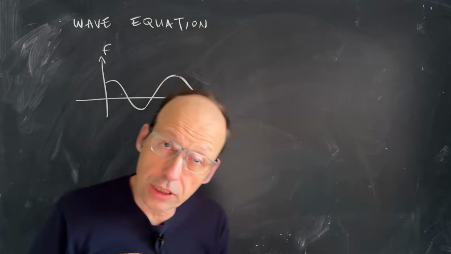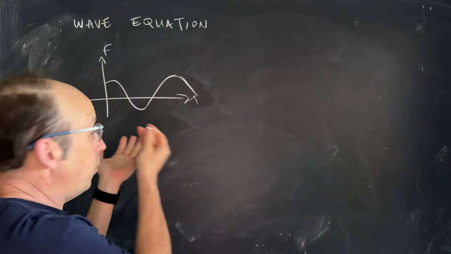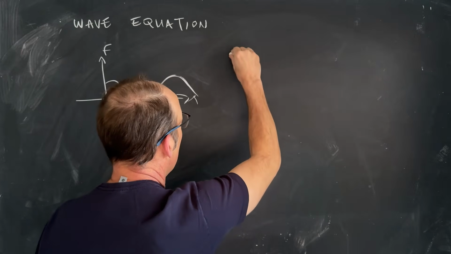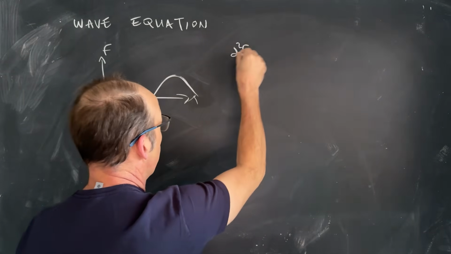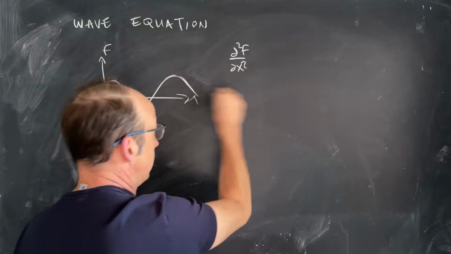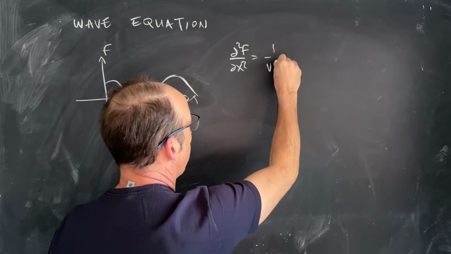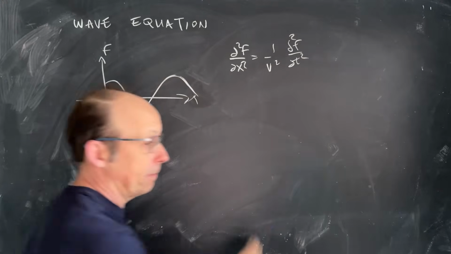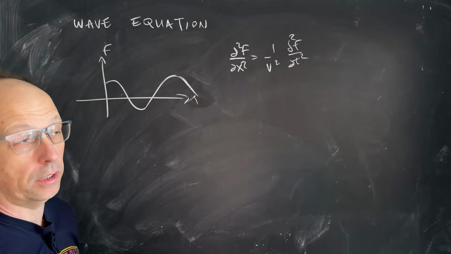But what if it also changes with time? Well, then we have a wave, and so the wave has to obey the following: the second partial of the function f with respect to x, that's in the x direction, is 1 over the velocity squared, the second partial of f with respect to time squared. That is the one-dimensional wave equation.